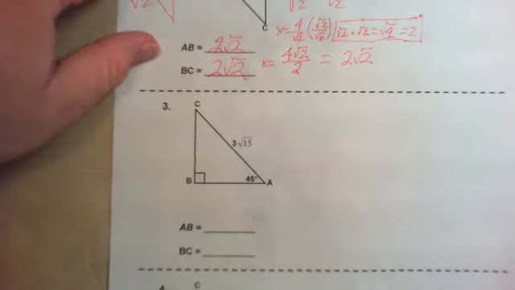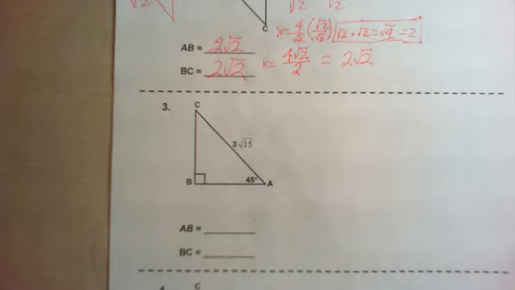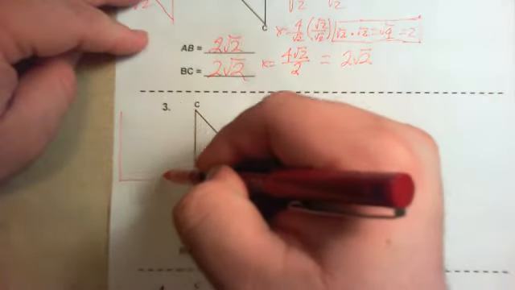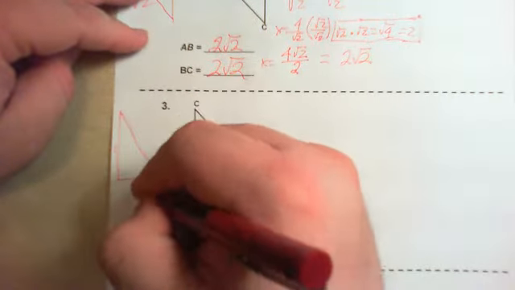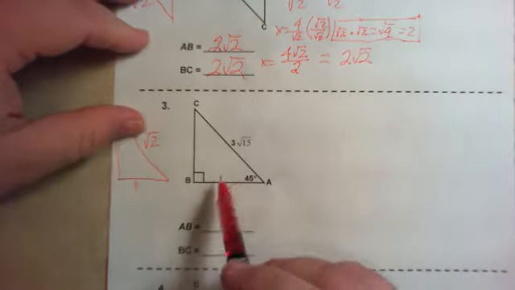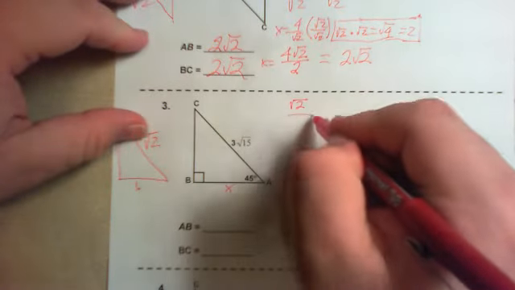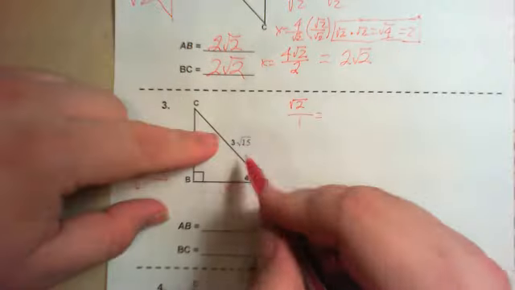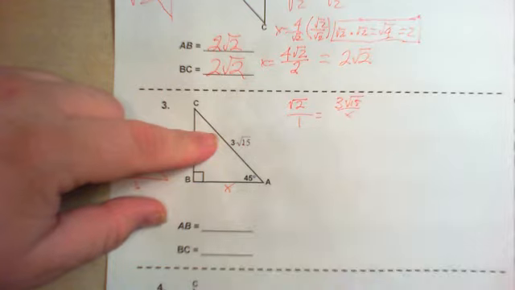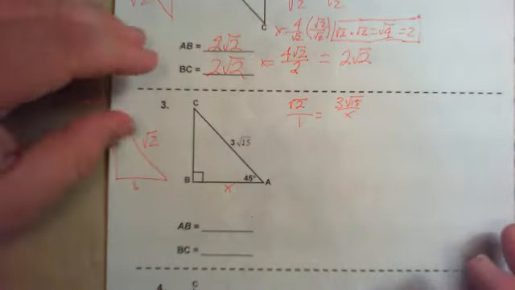Problem number 3. Oh, this is fun. They give us a hypotenuse with a radical in it. Now, before you just throw down your pencil and quit, let's draw our triangle. So 1, square root of 2, and I'm going to solve for a side. So I'm going to say the square root of 2 is to 1 as 3 times the square root of 15 is to x. Looks kind of confusing, but I promise it'll get simpler.